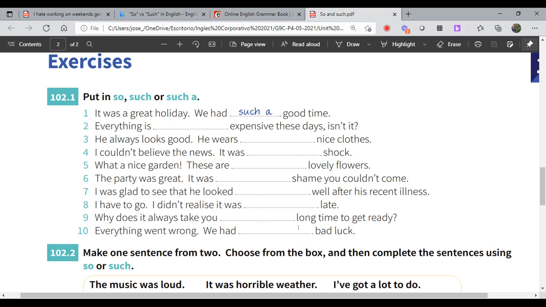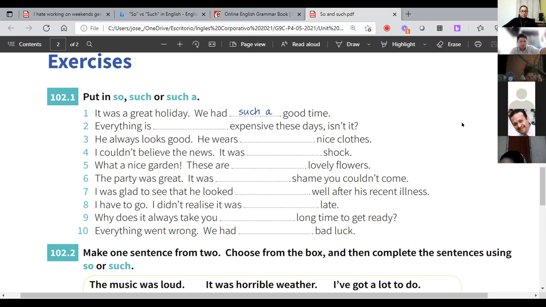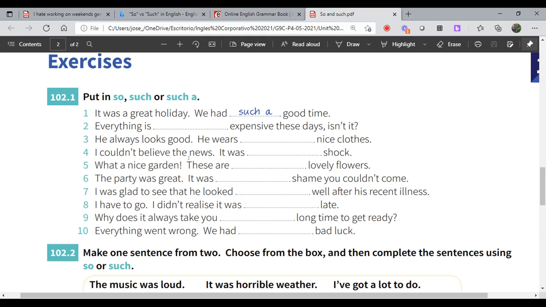Por ejemplo, let's see, flowers, el número 5, le dice, qué bonito su jardín. Mire qué bonitas flores. Aquí está, dice, what a nice garden. These are such lovely flowers. Ok.